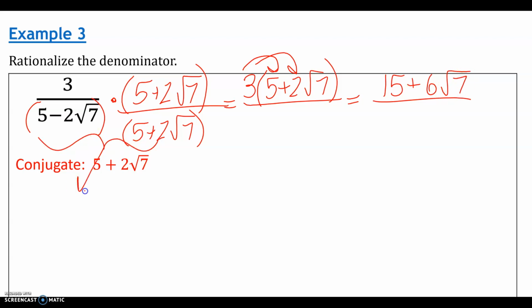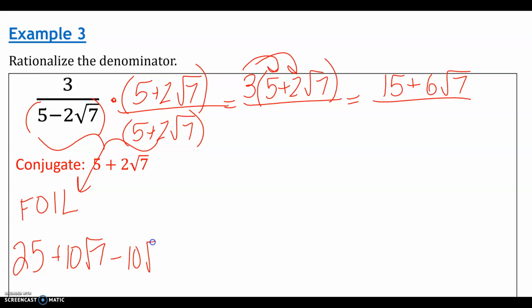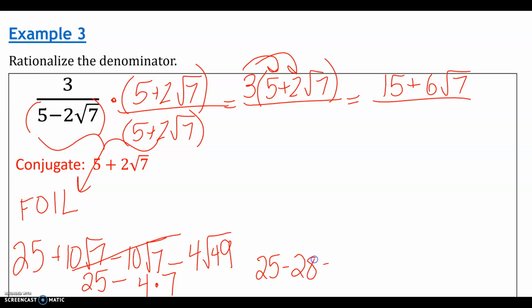And we're going to need to FOIL the bottom. I'm going to do that down here. So you get 25, plus, careful, you're going to get 10 radical 7 minus 10 radical 7 minus 4 radical 49. So these are going to go away. You're going to have 25 minus, now it's going to be 4 times 7. If you remember PEMDAS, do it over here, it's going to be 25 minus 28, which is going to be a -3. So that is your new denominator.